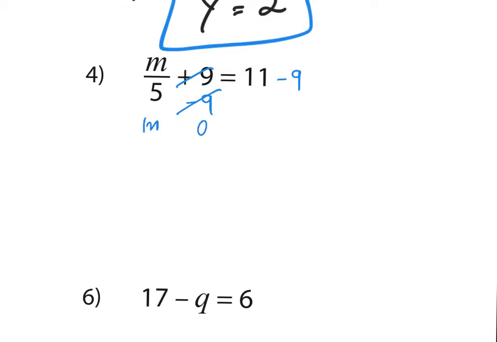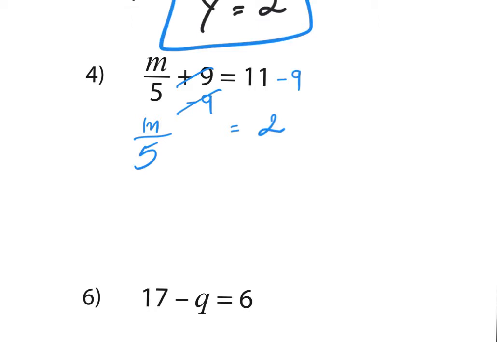So we get m over 5 equals 11 minus 9. 11 minus 9 is just 2. Now, let me just erase the 0 here. So we get m over 5 equals 2.